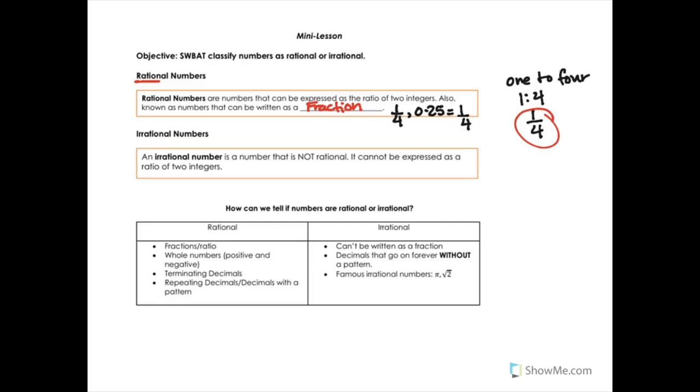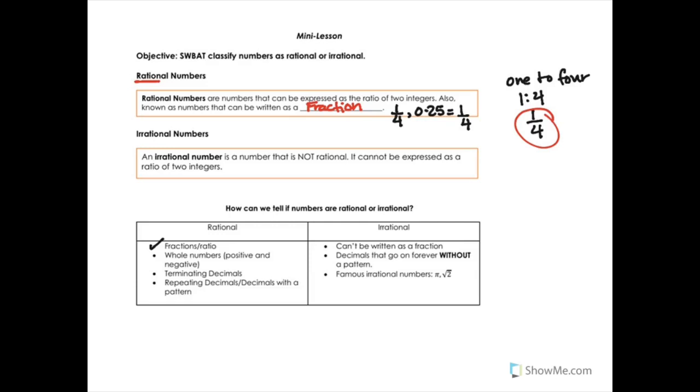So how can we tell if any number is rational or irrational? Well, the one thing is we know rational numbers have to be able to be written as a fraction. That's for sure. So if I have a number and it's written as a fraction, I know automatically that's a rational number because it has the word ratio in it, which means it can be written as a fraction.